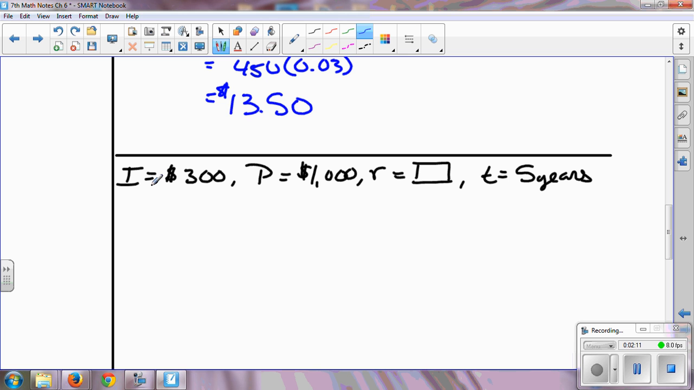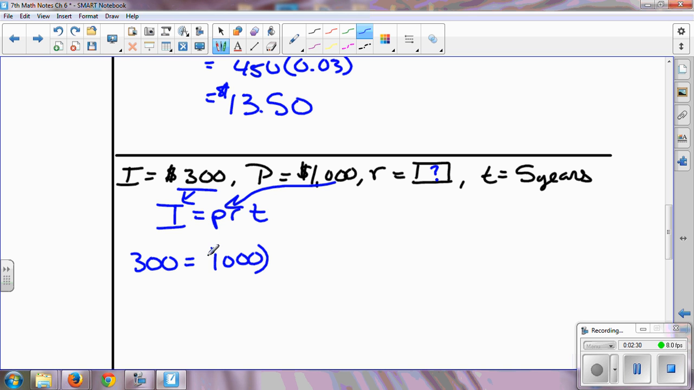So here we have another problem. If you notice, they're asking for rate. So we're going to have an interest in this one. I write down my formula first. I equals PRT. My interest is in here, 300. My principal goes in for P, so I have 1,000. My rate is R. My time is 5 years. So I'm going to first do my multiplication here and get 5,000 R.